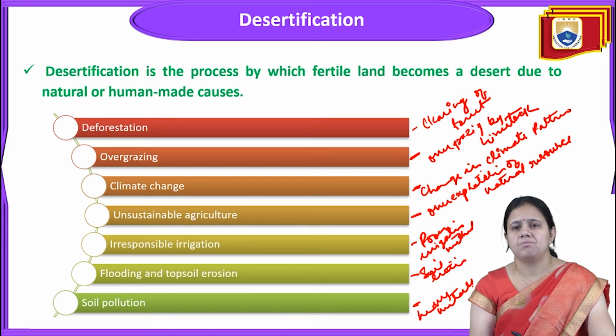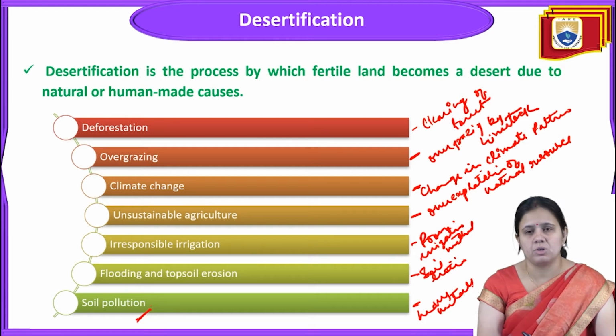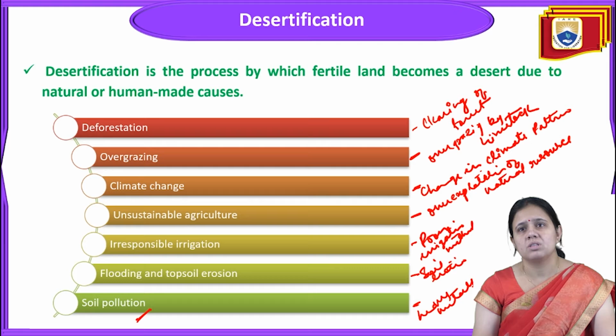Next, flood is again due to the rain. Sometimes a very early arrival of monsoon will lead to flood, and sometimes a late arrival of monsoon and too much rain will lead to flooding and erosion of topsoil. Next is soil pollution by fertilizers, like organic chemical fertilizers that have heavy metals, like toxic heavy metals. So this toxic heavy metal is going to pollute the soil. So these are the reasons behind this desertification.